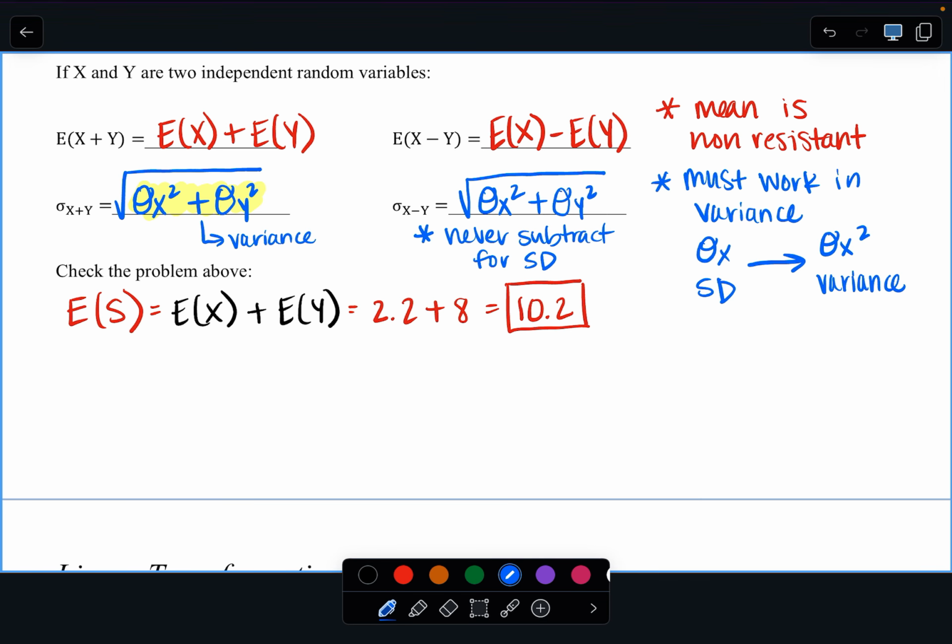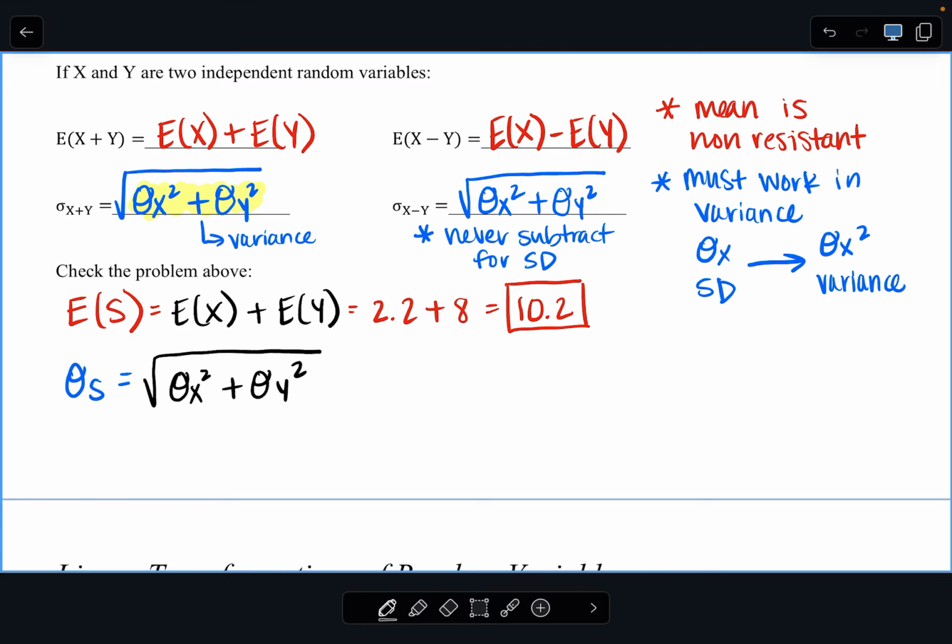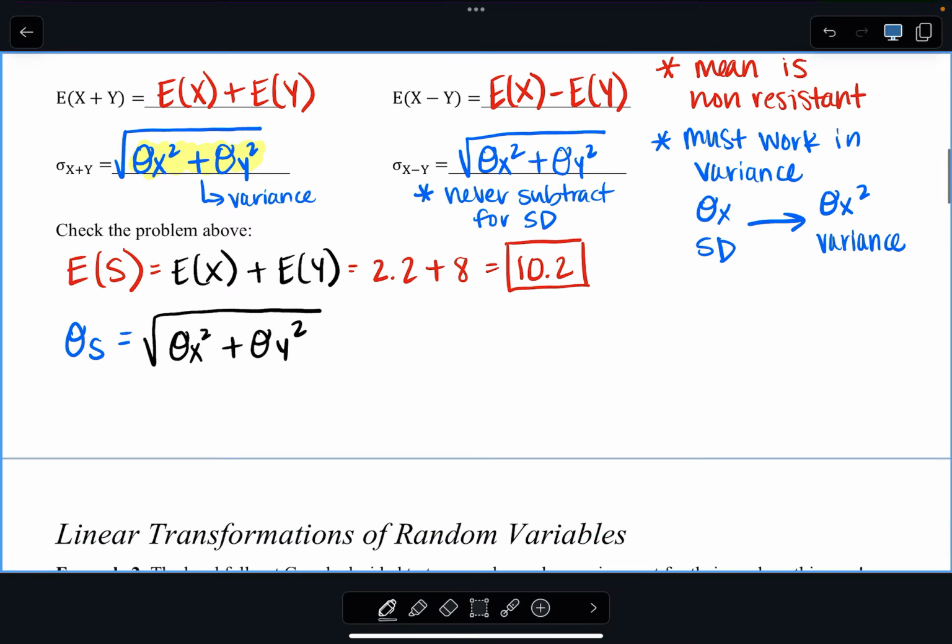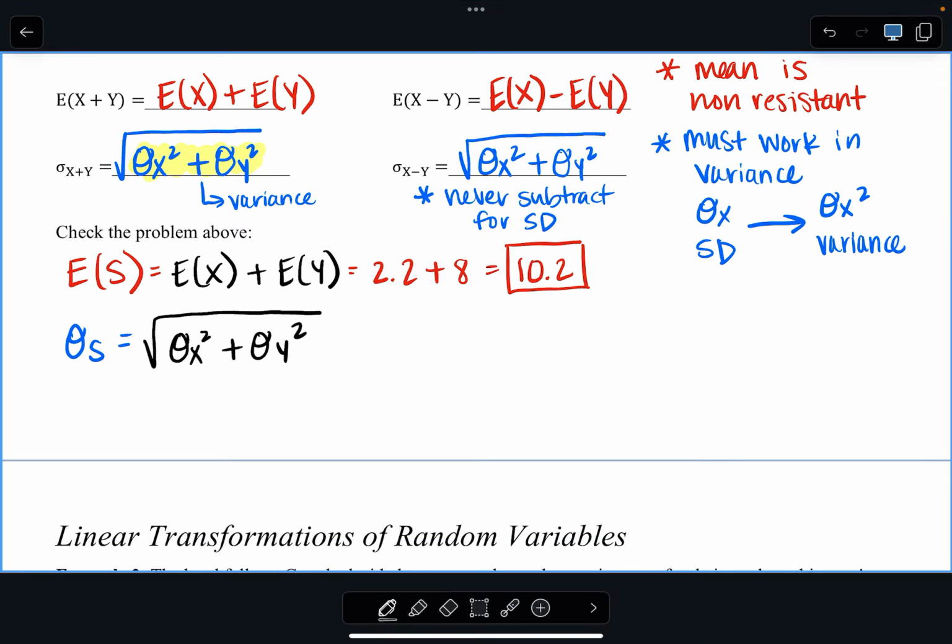So I'm going to find the standard deviation of S, which means I'm going to take the square root of the standard deviation of x squared plus the standard deviation of y squared. The parts that I have in black are not parts that you have to have in order to get full credit.